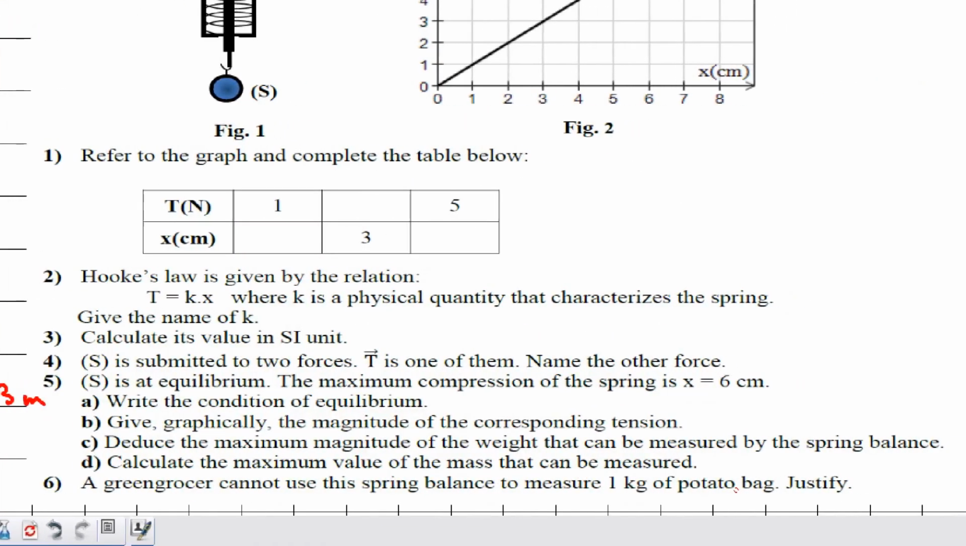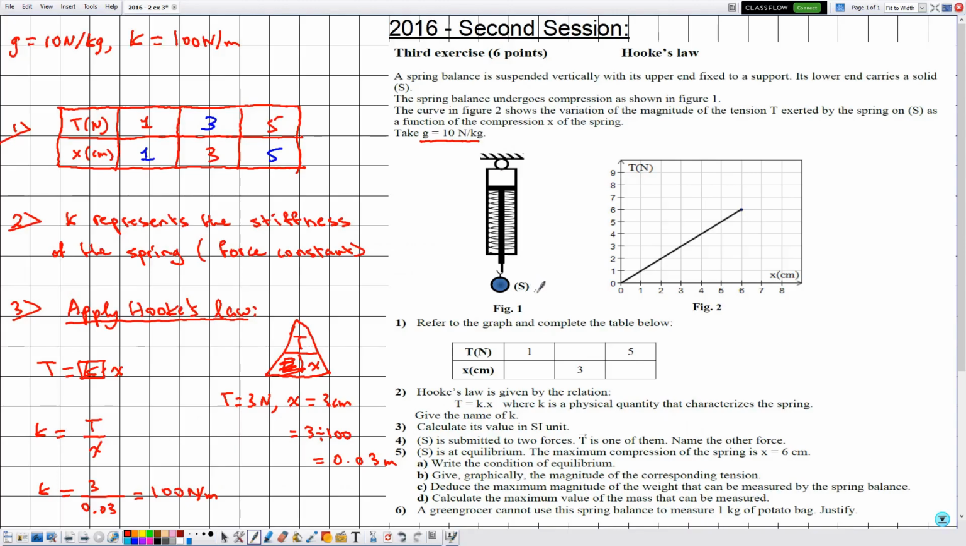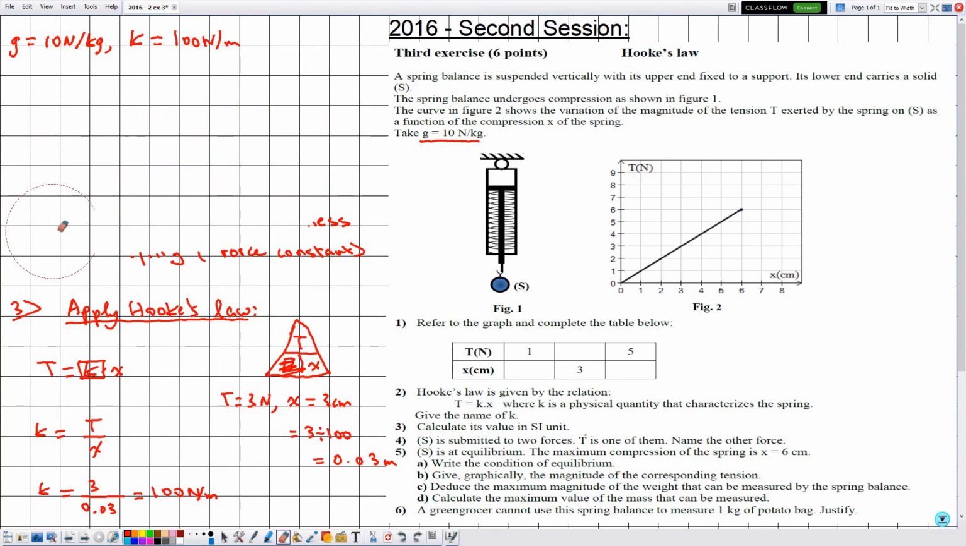Now in number 4, S is submitted to two forces, so this is the solid S. T is one of them, name the other force. The other force is the weight, because S for sure has a mass, so it is directly subjected to the weight. Now let me make some space.